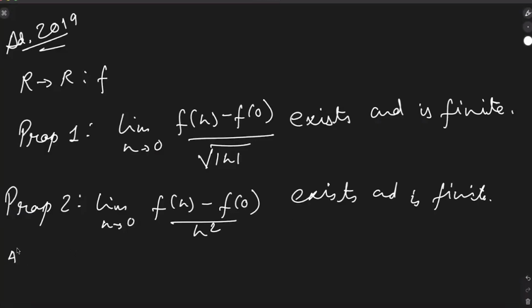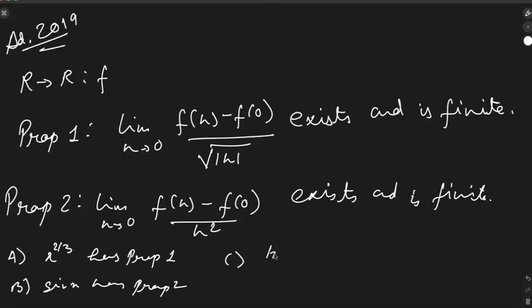Option A says that f(x) equals x raised to the power 2 by 3 has property 1. B says that sin x has property 2. C says mod x has property 1. And option D says x mod x has property 2. So basically, we have to check for each of these functions whichever property they are satisfying. It is a time-consuming problem.